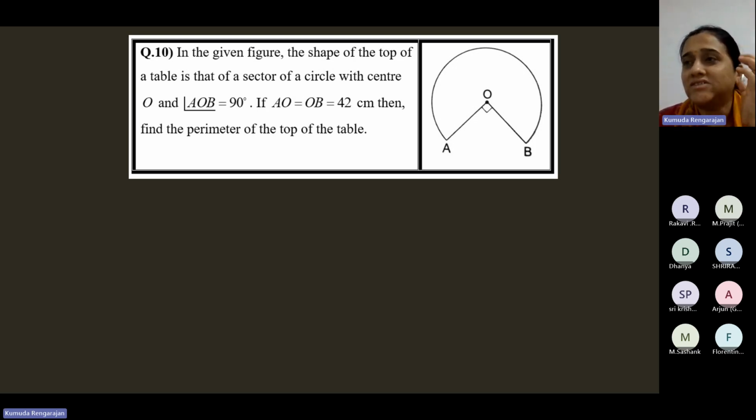What's a sector? It's a region bounded by two radii and an arc. So OA and OB are the radii and the arc you can see is the major arc. If I mark this as C, ACB is the major arc. So this is a major sector. OACB is the major sector. What is the major sector angle, children?